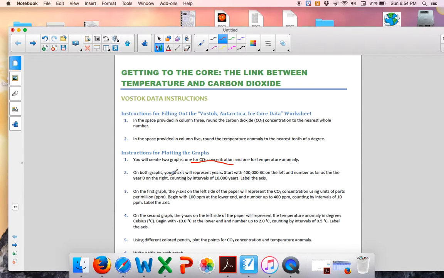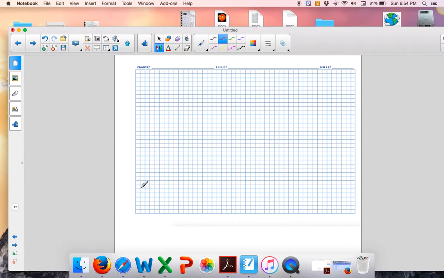On the x-axis, you're going to put the years. And you're going to start with 400,000 BC on the left, which is different than normal. And you're going to put year 0 on the right. You're going to count by intervals of 10,000 years. So looking at the graph, this is the x-axis. So down here is where you'll put years.